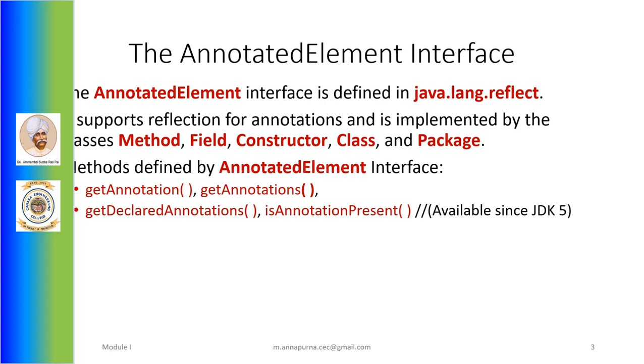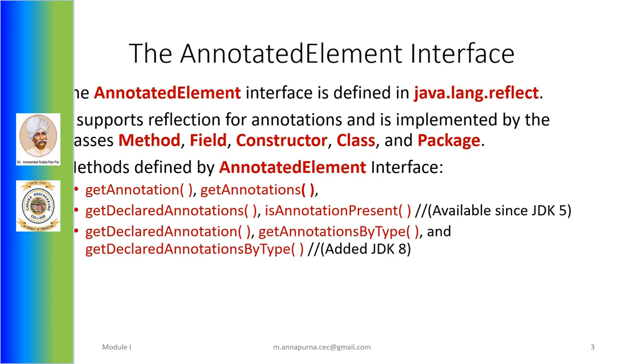getDeclaredAnnotations, isAnnotationPresent, getDeclaredAnnotation, getAnnotationsByType, and getDeclaredAnnotationsByType. Let us know more about these methods in the next slide.